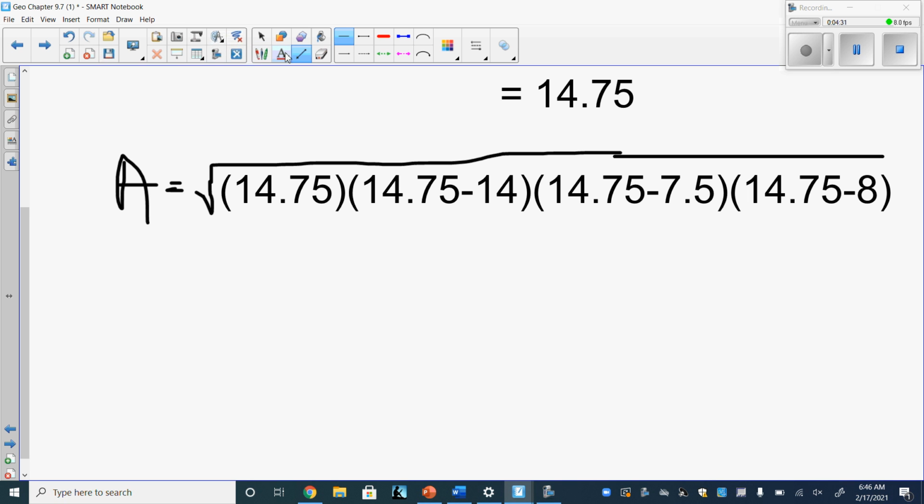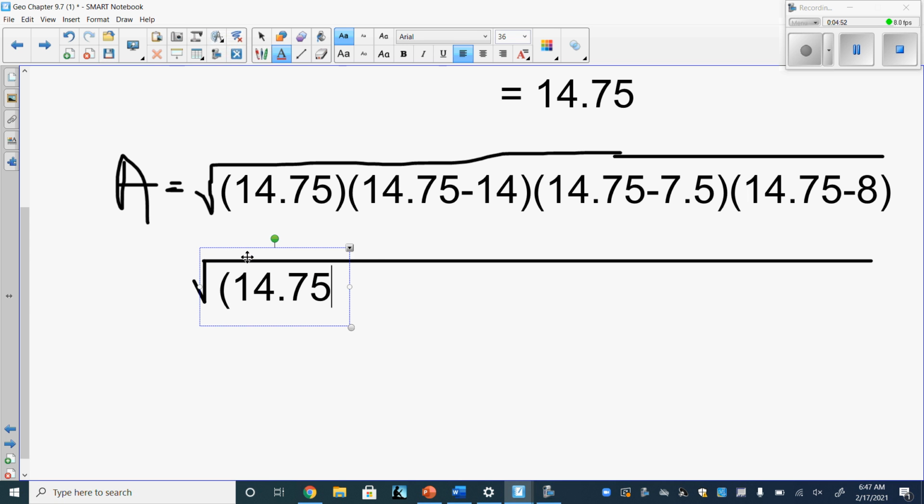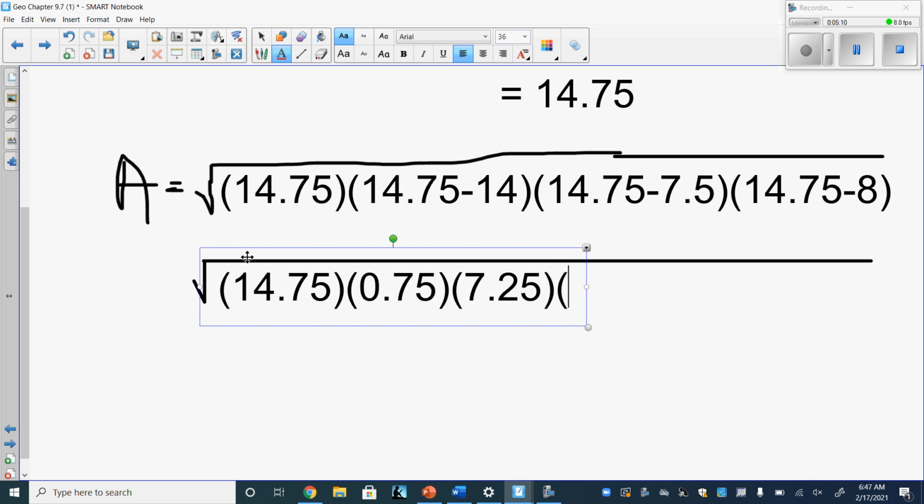Now at this point, you can plug this into the calculator if you have a calculator that can calculate, like the TI-30XS or TI-84, either one of those will calculate this out. Or we can do this somewhat by hand, because we can't do it all by hand, and subtract each one of these. 14.75 minus 14 will be 0.75. 14.75 minus 7.5 is going to be 7.25. And 14.75 minus 8 is going to be 6.75.